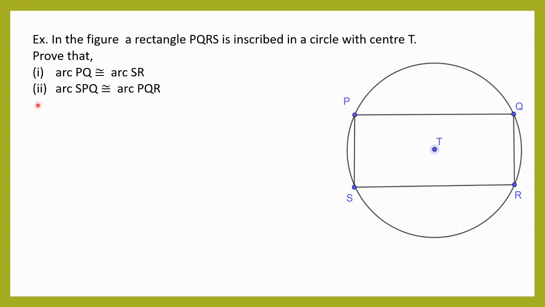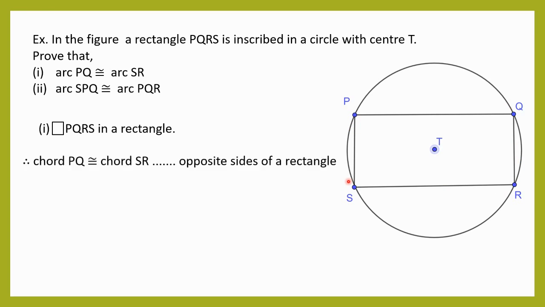Let's start with the proof. The first part: quadrilateral PQRS is a rectangle, that is given. Now in a rectangle, we know that opposite sides are equal. So side PQ will be equal to side SR, and we know that this rectangle is inscribed in the circle, so these sides will be chords of the circle. Therefore, we can say that chord PQ is congruent to chord SR, as opposite sides of a rectangle are congruent.